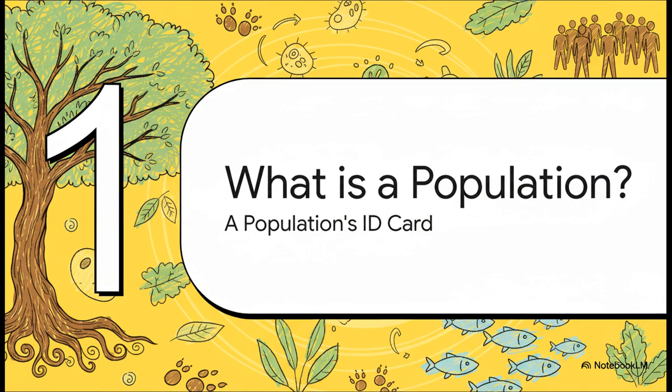First things first, what exactly is a population? Well, to put it simply, it's just a group of individuals of the same species, all living in the same area. So think of all the lotus plants in a pond, or maybe all the rats in an old building. They live together, they share resources, and they can interbreed. That right there, that's a population.